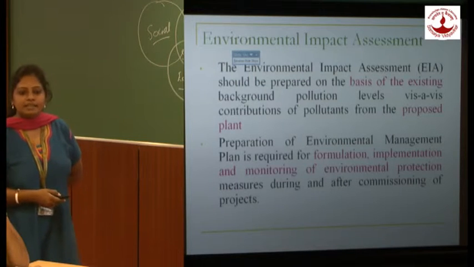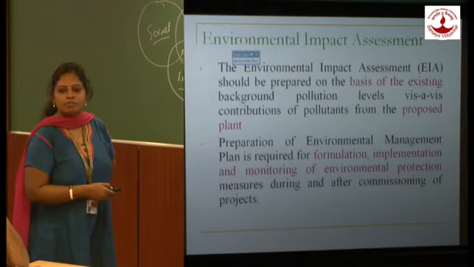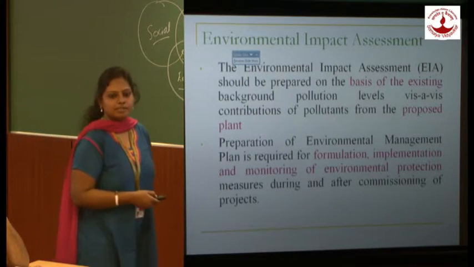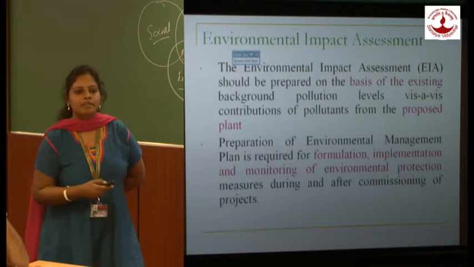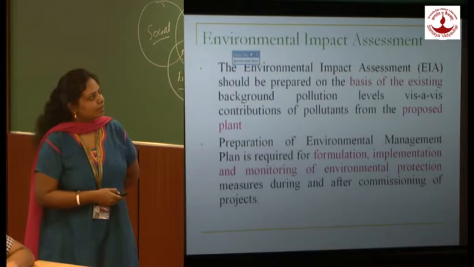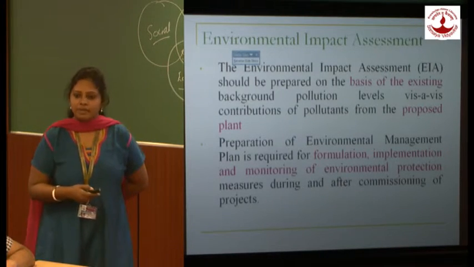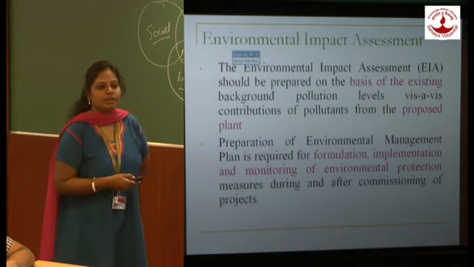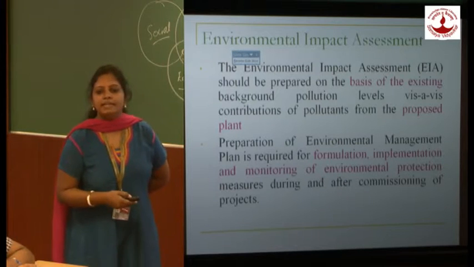So how is the EIA done? First, you look at the existing background pollution. Wherever your project has to come up, for example, a power plant project, wherever your site is given, first you will check the background levels. You will study the baseline environment quality with regard to your air, water, noise levels, social aspects, and land use pattern.